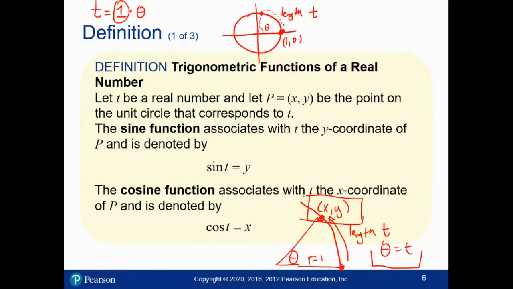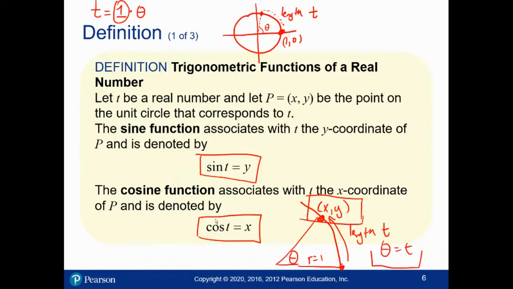If someone tells you, here's the length to go, or here's the angle to measure, there is now an x-coordinate and a y-coordinate associated with that point. And by definition, we call that y-coordinate the sine of t, or theta, and we call the x-coordinate the cosine of the angle or the arc length. And again, in the unit circle, it doesn't matter which way you describe it.